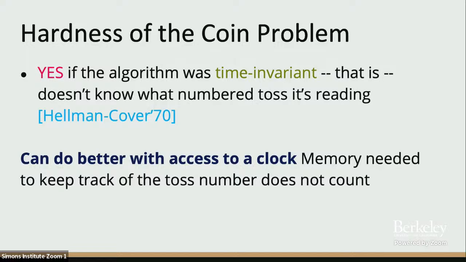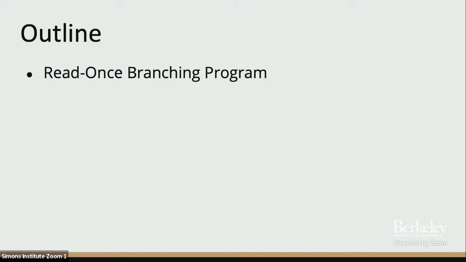We were talking currently about streaming algorithms that have access to a clock, but these kinds of models are encompassed by read-once branching programs. That would be the computational model that we will focus on in this talk. Read-once branching programs are well-studied computational models in complexity theory, and these encompass streaming algorithms with access to a clock. And we want to understand how these computational models solve the coin problem.